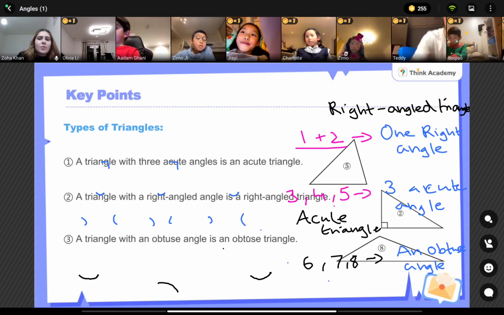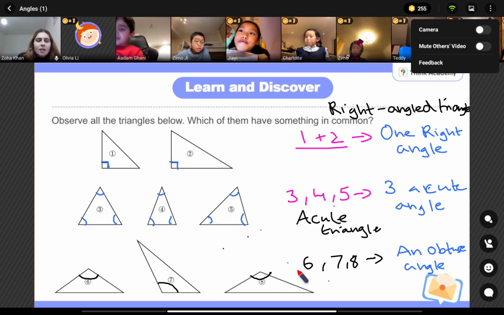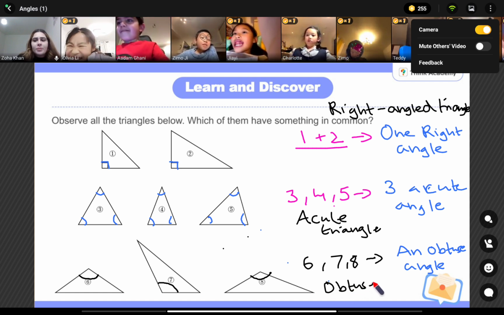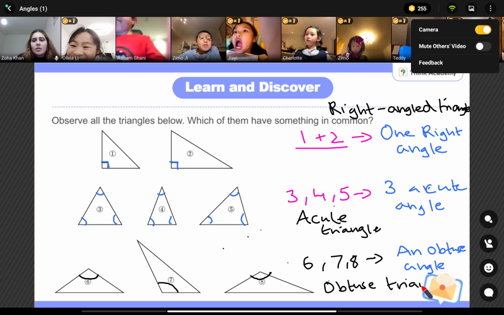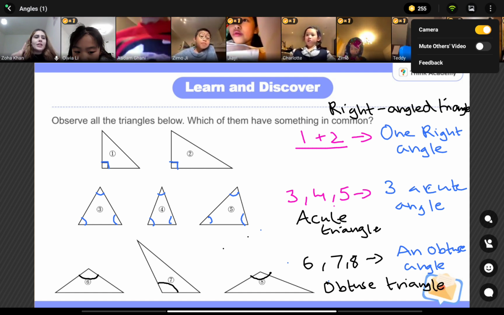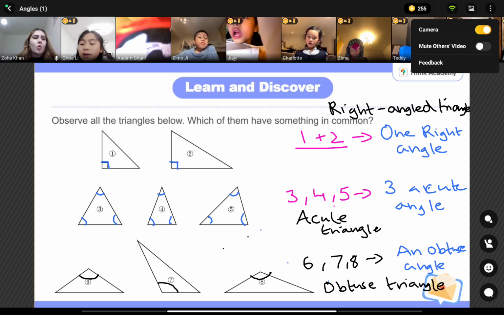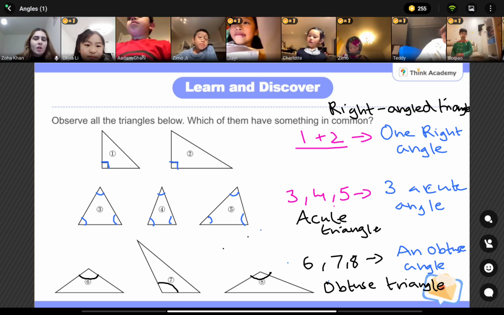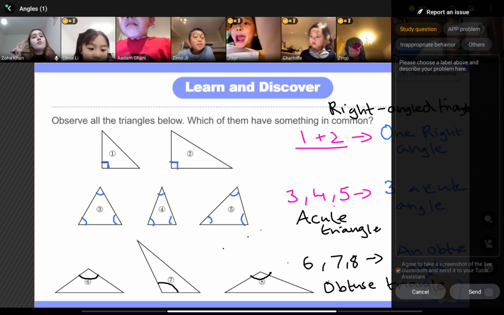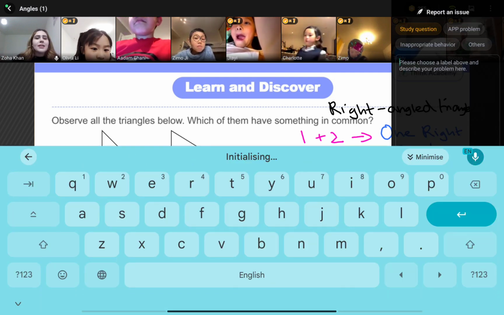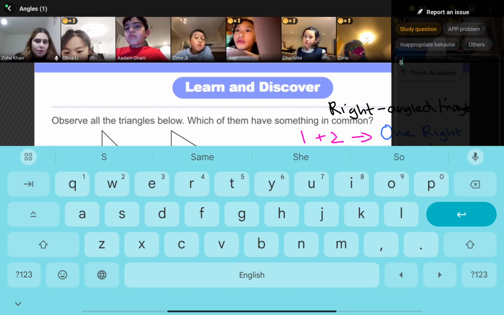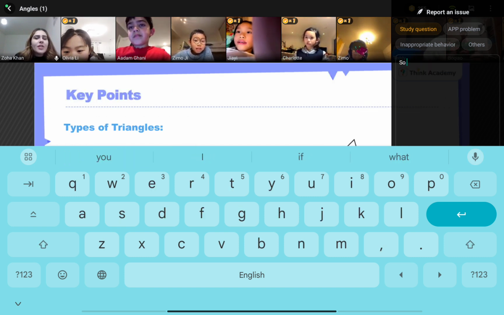Okay, so this one over here, 6, 7, and 8, we call this obtuse triangle. Remember, any triangle that has one obtuse angle is called obtuse triangle. For an acute triangle, you need to have 3 acute angles, and for a right angle triangle, you have one right angle. Okay? So everyone, these are the 3 different triangles.